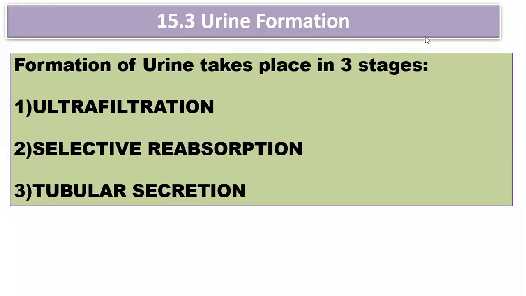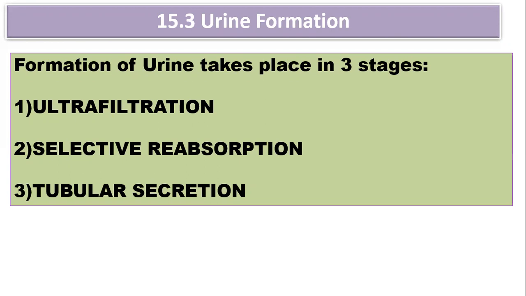So today we are going to discuss the process of formation of urine. Now there are three steps involved in the formation of urine. The first step is known as ultrafiltration. The second step is known as selective reabsorption, and the third step is known as tubular secretion.